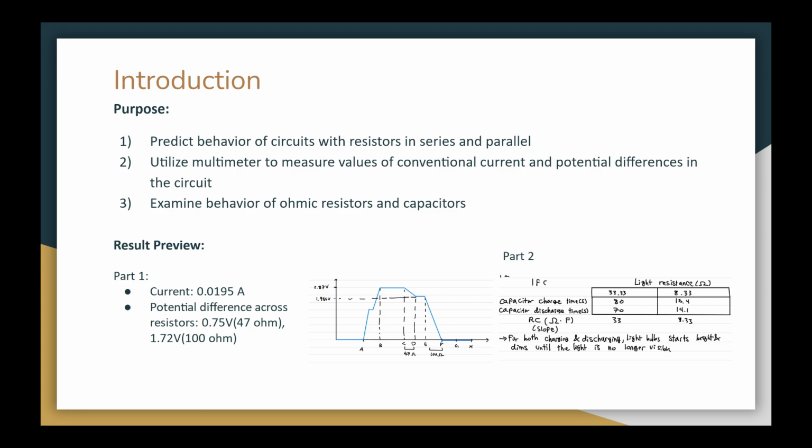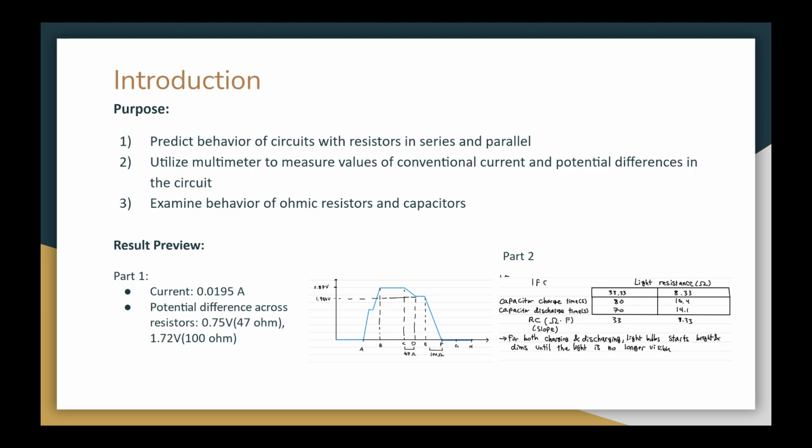For this lab, the purpose was to predict the behavior of circuits with resistors in series and parallel, utilize a multimeter to measure values of conventional current and potential differences in the circuit, and examine the behavior of ohmic resistors and capacitors. There are two parts to this experiment.